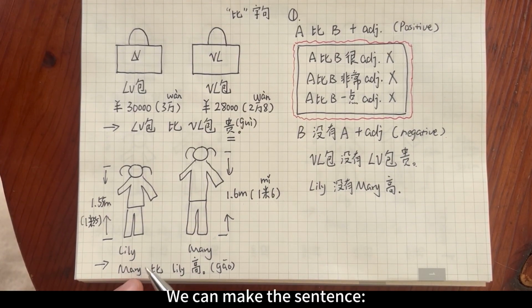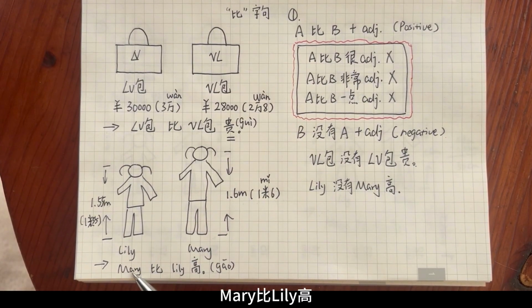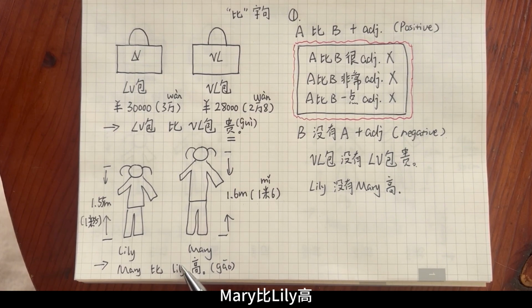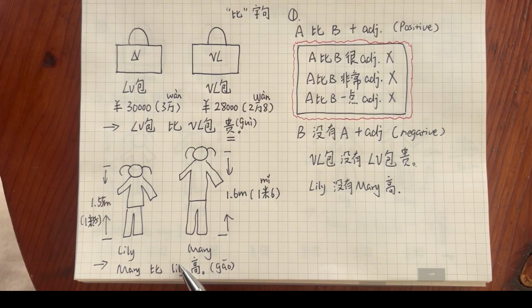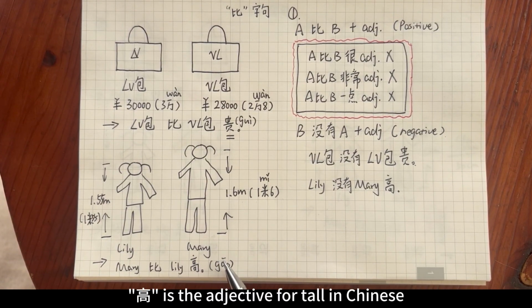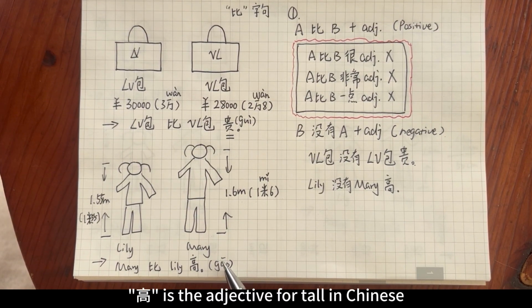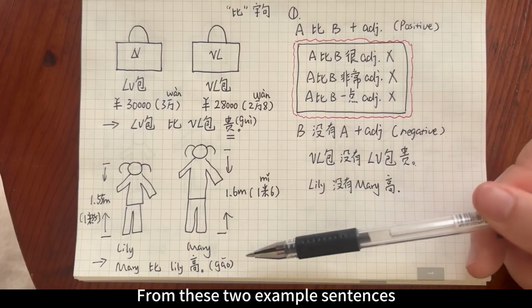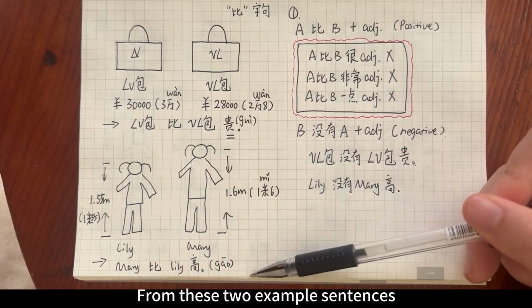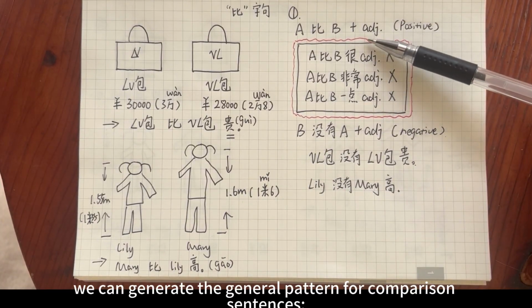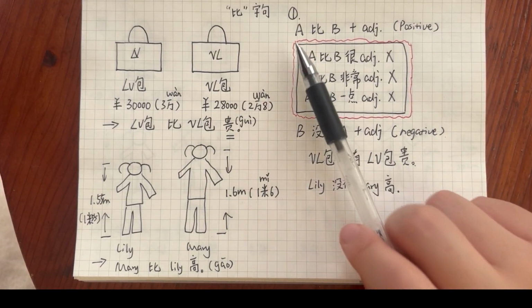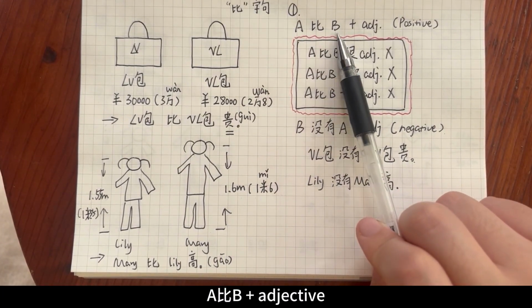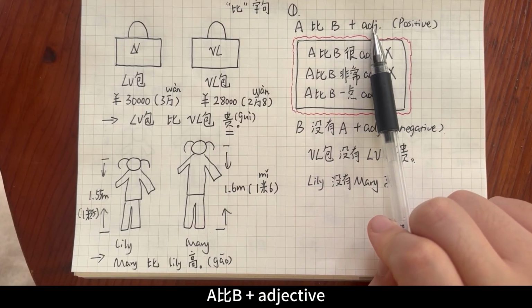So we can make the sentence by saying that Mary 比 Lily 高. 高 is the adjective, tall in Chinese. So now from these 2 example sentences, we can generate the general pattern for the comparison sentence, which is A 比 B plus adjective.